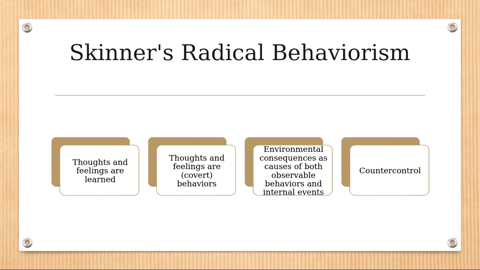So again, Bandura and Tolman would say we can explain this behavior by saying it's based on your thoughts and feelings and these internal processes. Skinner would say no, thoughts and feelings themselves are learned covert behaviors, and you cannot use one behavior to explain the other. And you might think, okay, thoughts and feelings are learned. How can we? Well, think about a child.